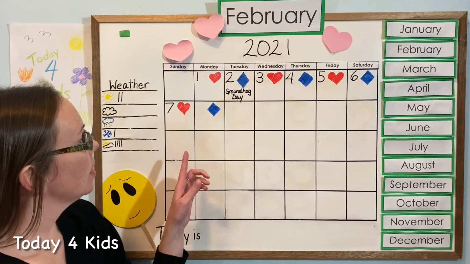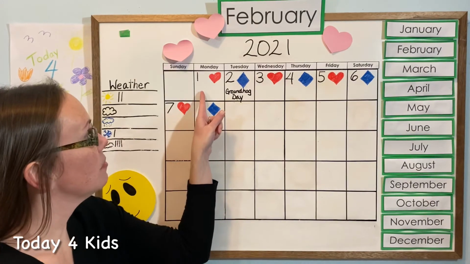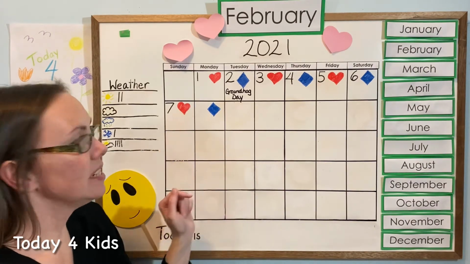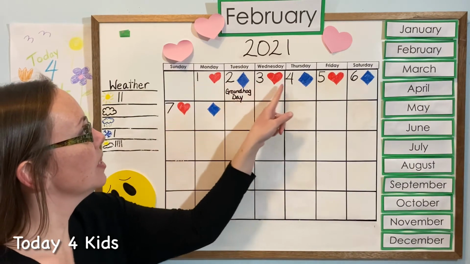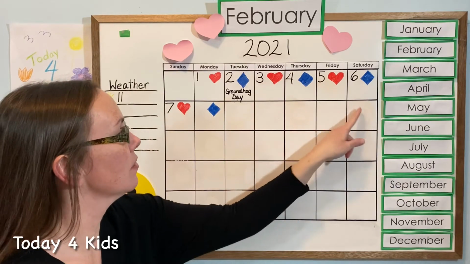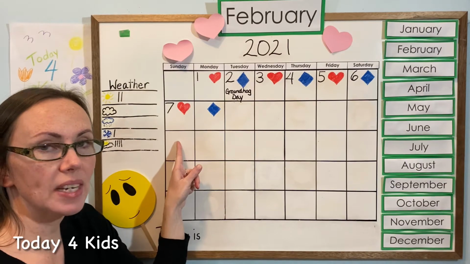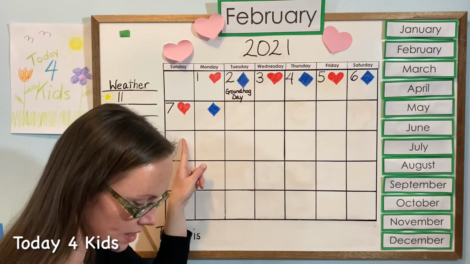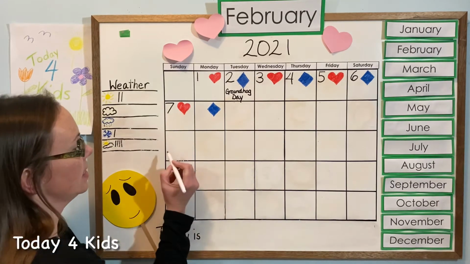So it's 14 days away from the beginning of the month. So let's count 14 days to find our square. Are you ready? Count with me. 1, 2, 3, 4, 5, 6, 7, 8, 9, 10, 11, 12, 13, 14. So our special day is going to be on a Sunday as well. And I am just going to get a red marker and I am going to print Valentine's Day in here.